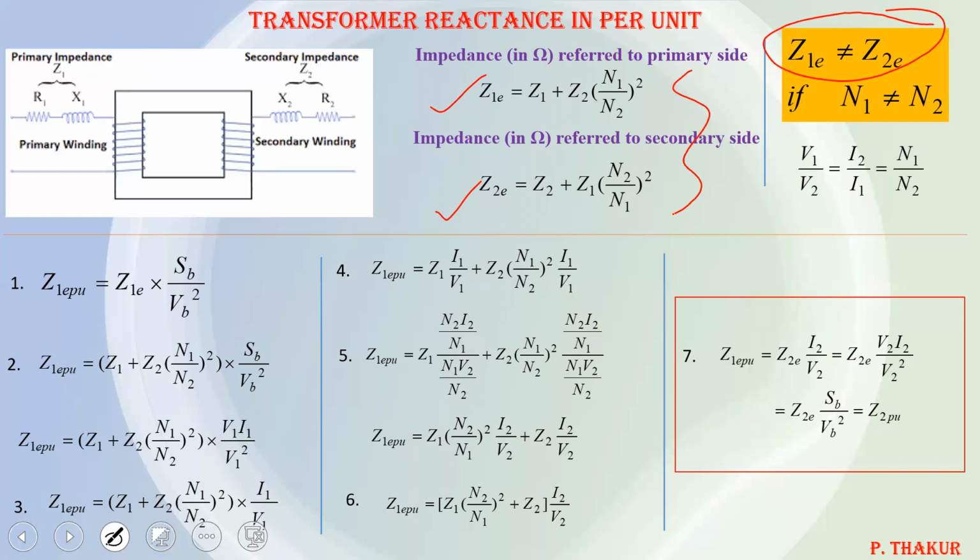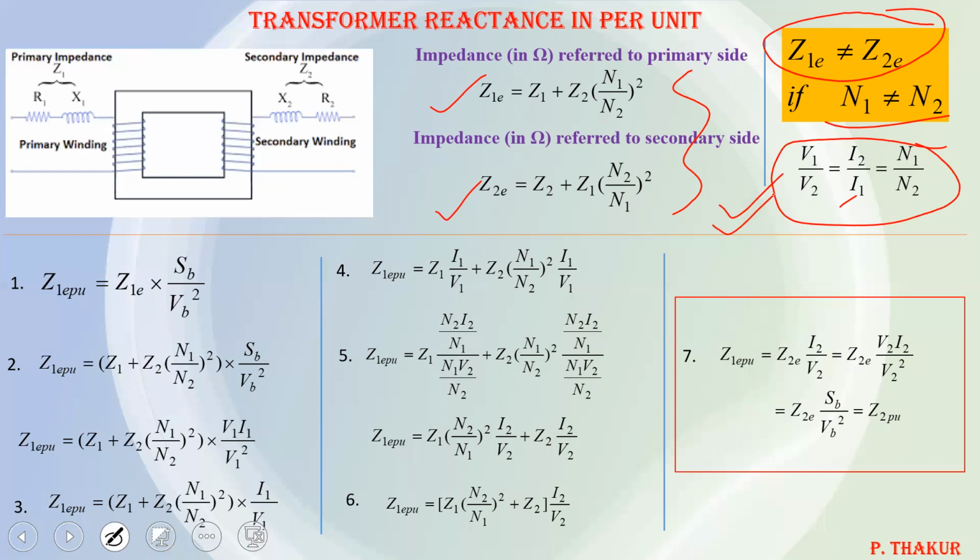The impedance of the transformer referred to the primary and the total impedance of the transformer referred to the secondary will not be equal if the turn ratios are not equal. So you must remember that. And also you know about the turn ratio. Turn ratio N1 by N2, under some assumption, will be equal to V1 by V2 and also equal to I2 by I1.